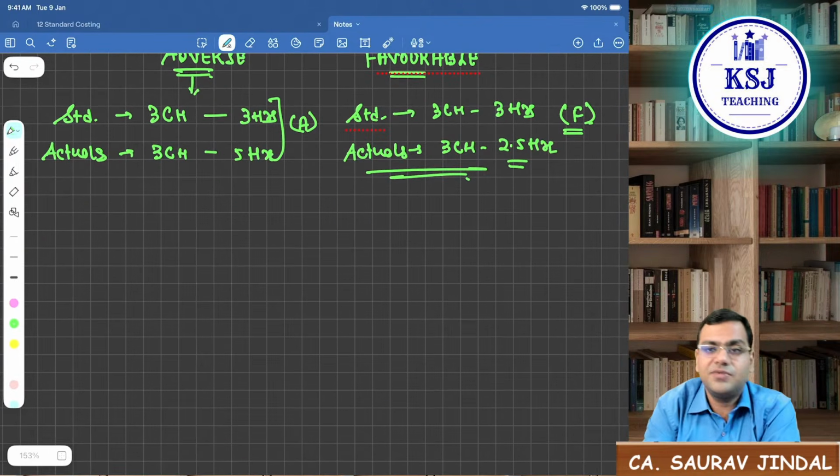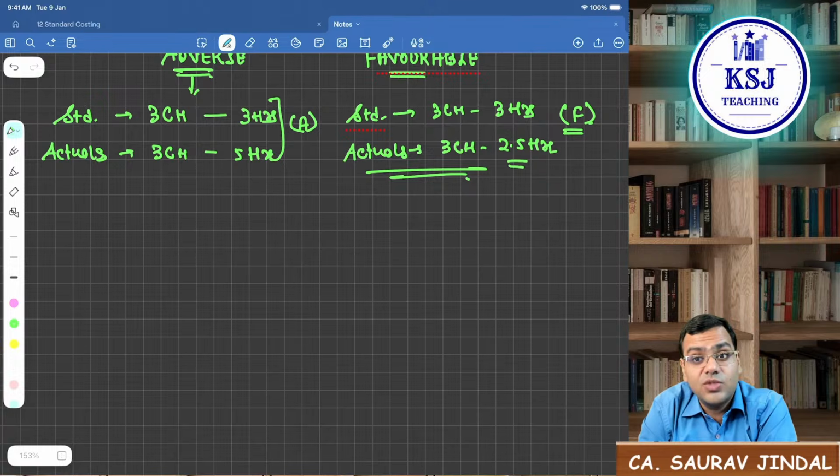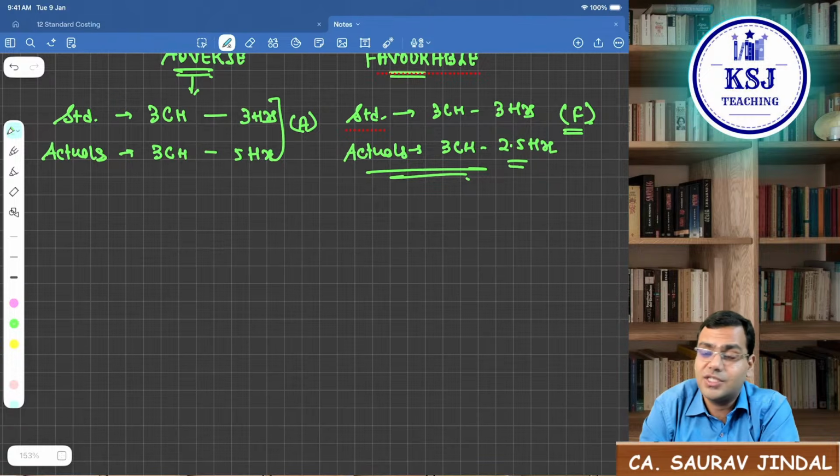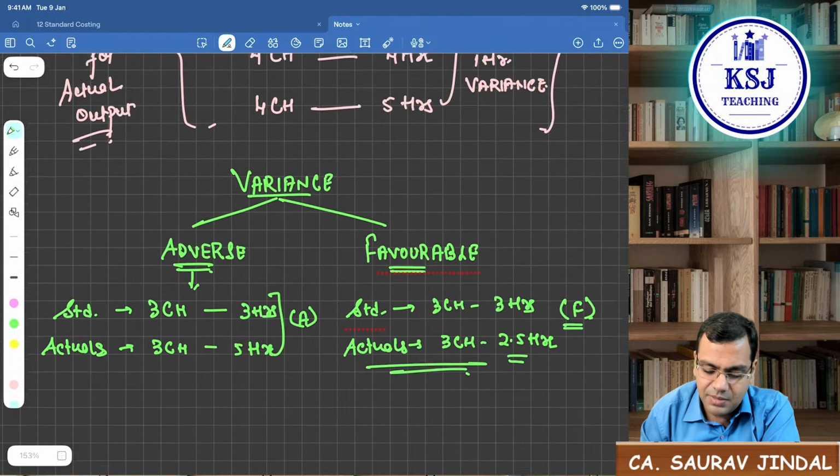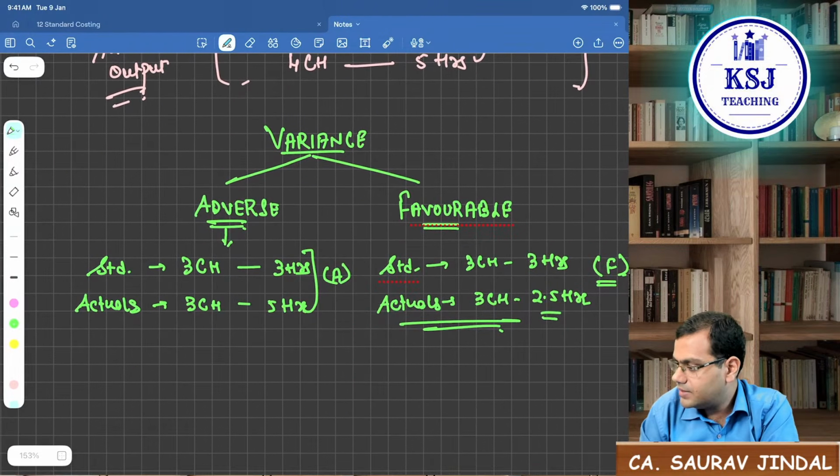Now the standards will always be set before the start of the process and the actuals will be after the completion of the process. That is where the comparison will come: what we planned before doing the work and what actually happened after completing the work. That is where the variance will come. The variance can be adverse or favorable, both ways it can be there, right?